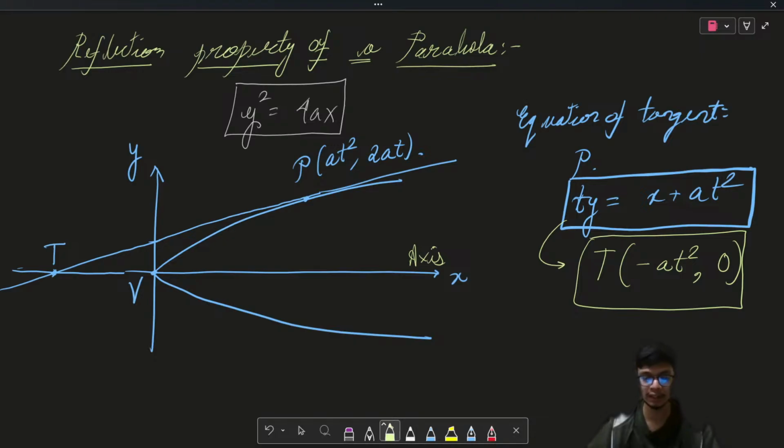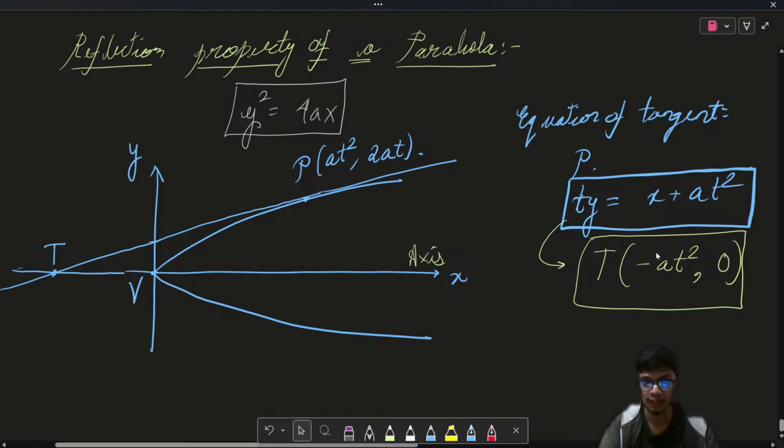The tangent at the point P of the parabola intersects the axis. Okay, so this point T is going to be (-at², 0). So this is the coordinate on the tangent where the tangent intersects the axis, right? Now why I am doing all these things, you will try to understand.